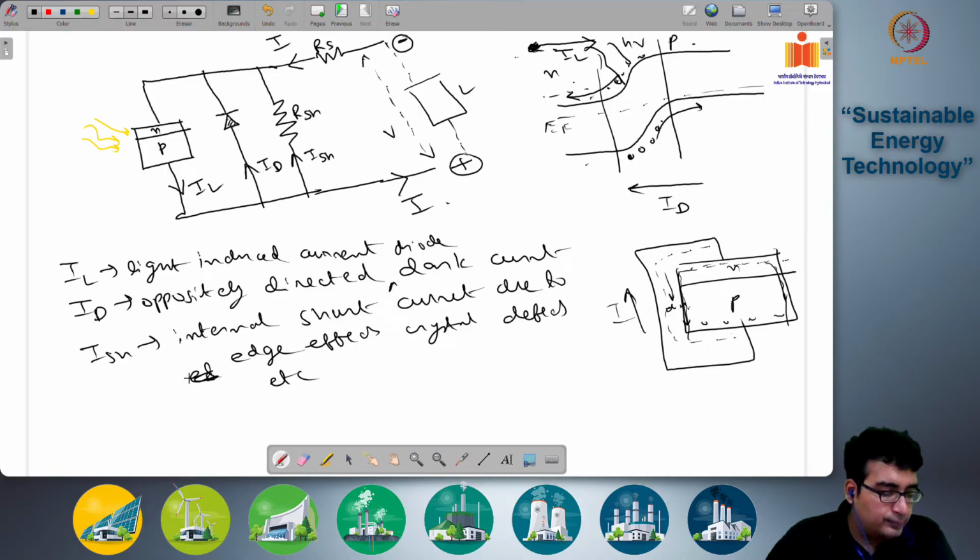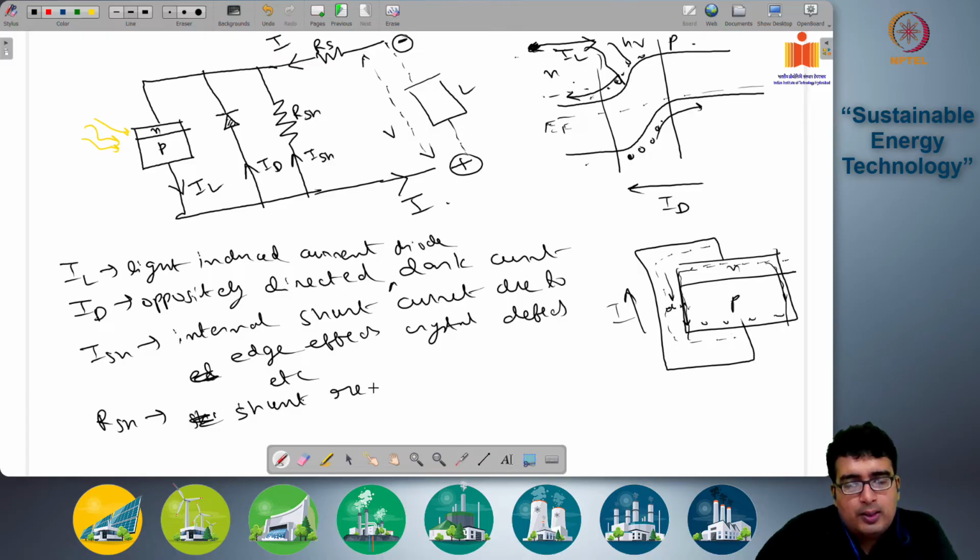And RSH is the shunt resistance, so this shunt resistance should be high so that this shunt current is small. So we want to decrease the shunt current, so the resistance to this kind of a shorter route should be high in your idealized solar cell.